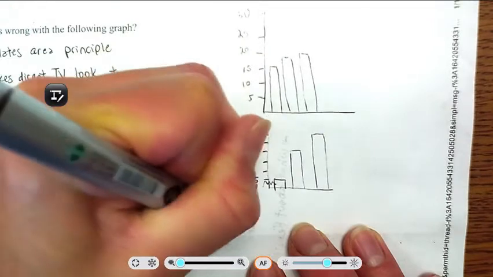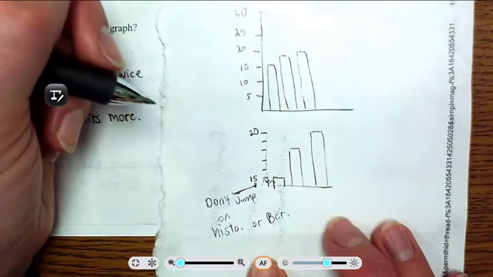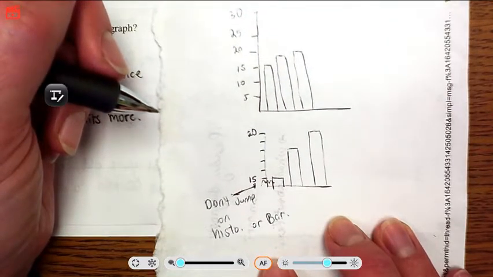On histograms or bar graphs, okay? And you'll see that shortly.